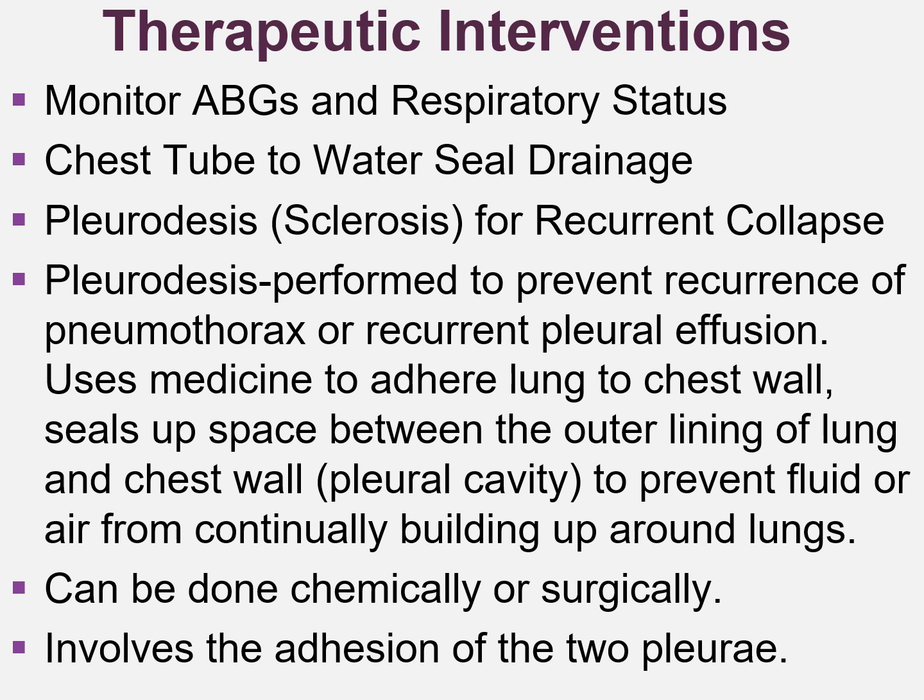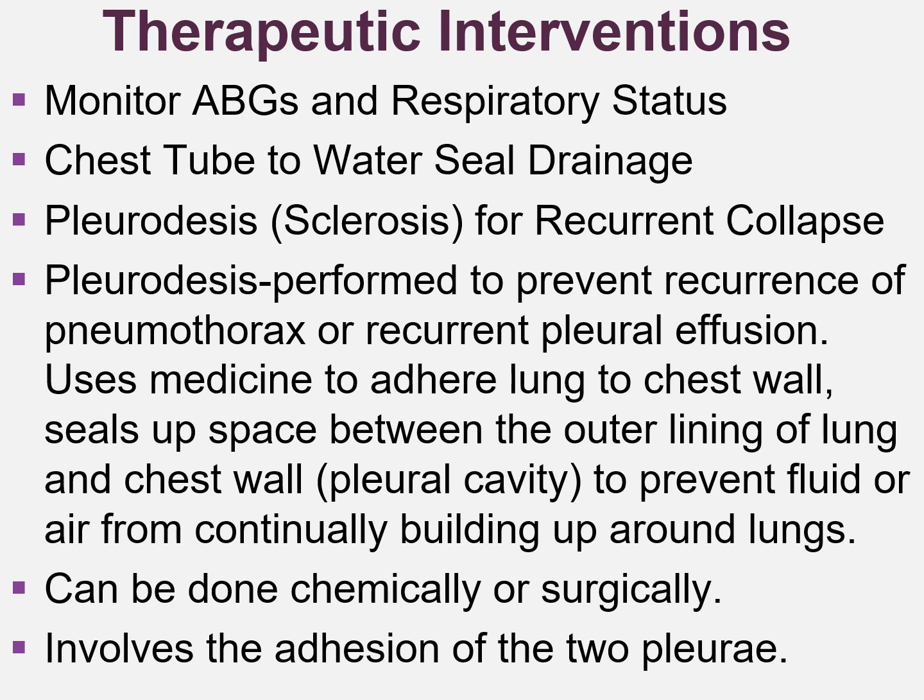So for these patients, we will monitor ABGs and respiratory status. Connect the chest tube to water seal drainage. We will do a pleurodesis for recurrent collapse. Remember that the pleurodesis is performed to prevent recurrence of the pneumothorax or recurrent pleural effusion.